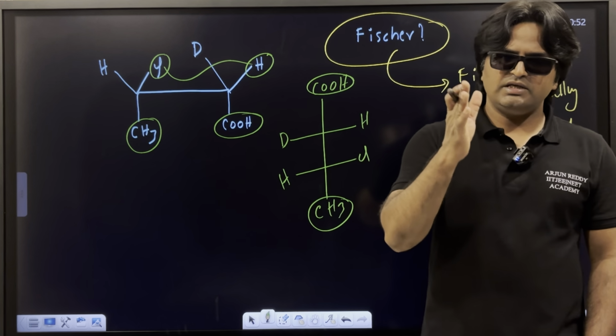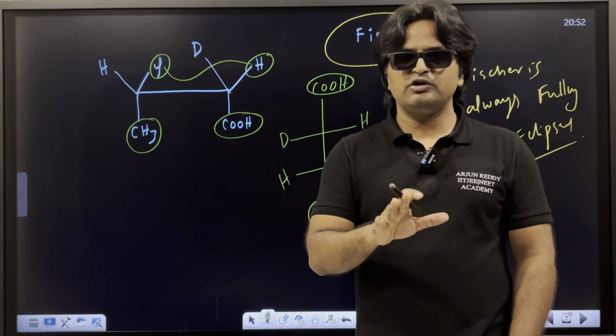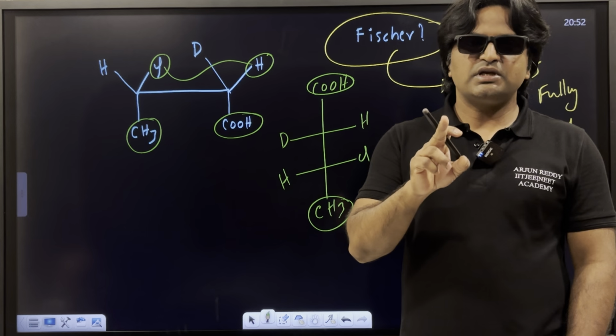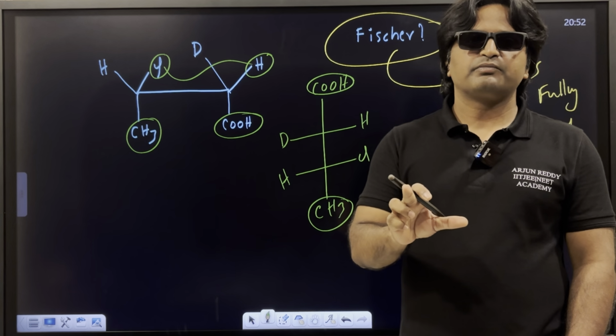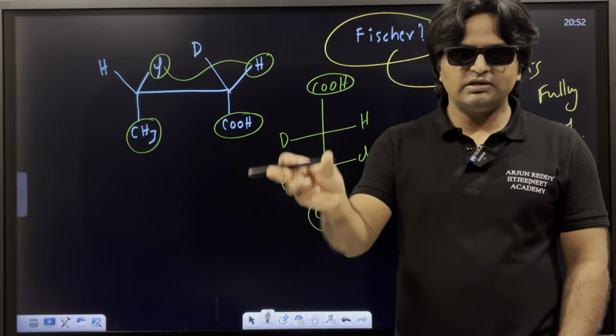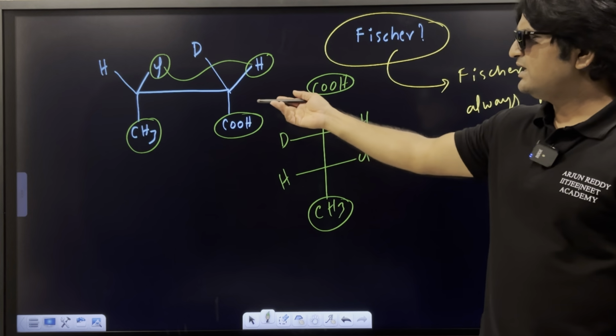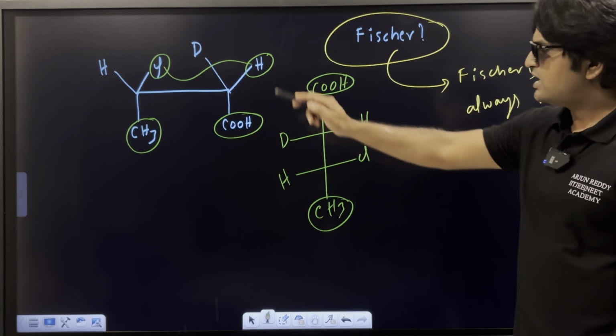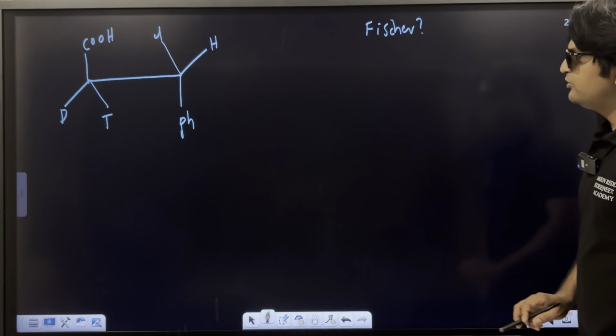Any form is given, either Sawhorse, Newman, Wedge, whatever it may be. If you want to write Fischer, what is the condition? Fischer is always a fully eclipsed form. If it is not in eclipsed form, first convert it into eclipsed form, then only you write the Fischer form. Okay. But luckily here the eclipsed form is given. Directly we are converting that Sawhorse into Fischer. Yeah. Come to the next example.